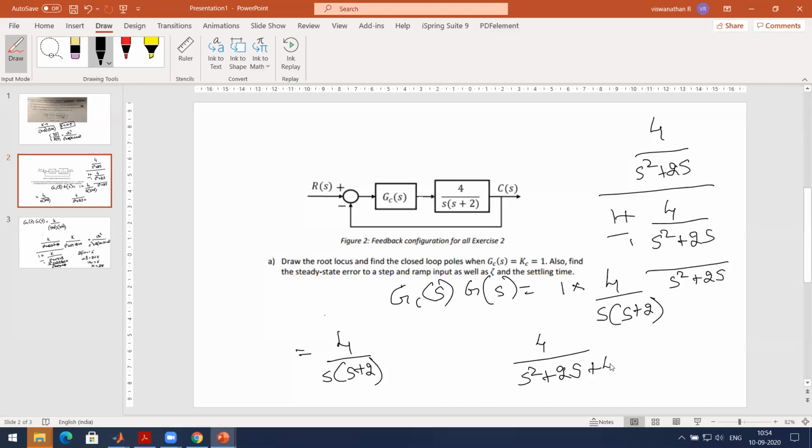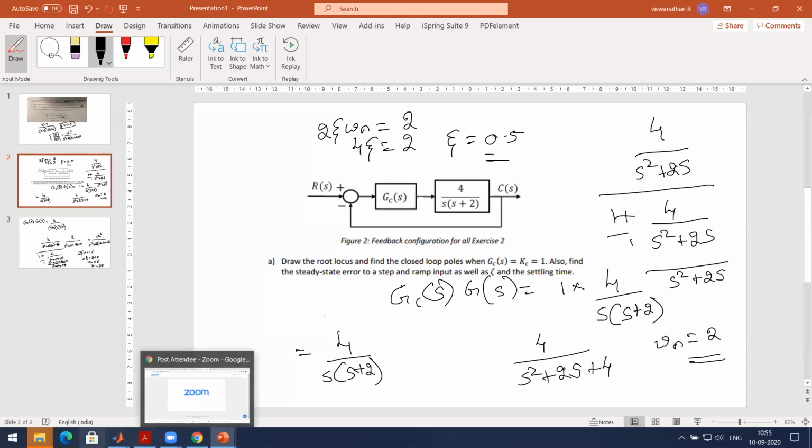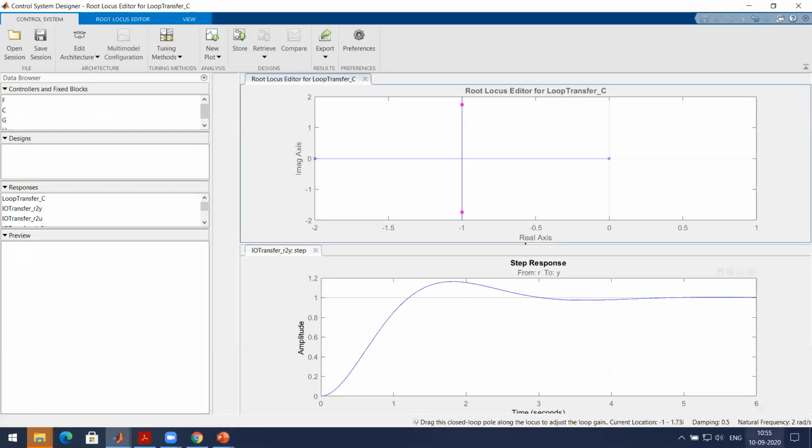So what is omega n from this? Omega n is 2, sir. 2. Okay, this is omega n square. So 2 zeta omega n is equal to 2. Omega n is 2, so 4 zeta is equal to 2. Zeta is equal to 0.5. That is what you got in MATLAB, no? Yes, sir. So we have done the calculations, and that is what we see even in MATLAB: 0.5 and 2.